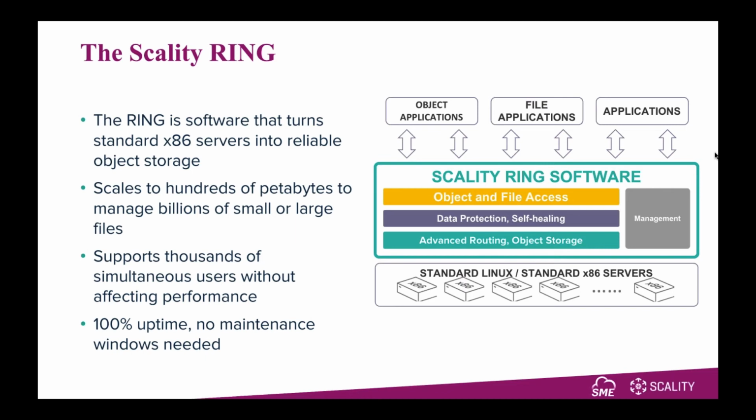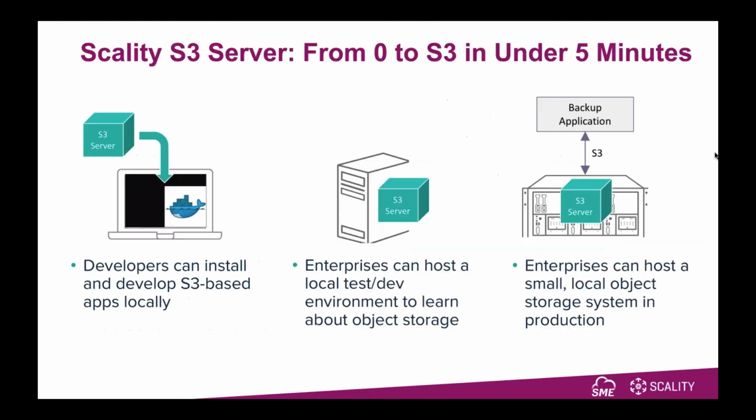The RING offers data protection mechanisms such as erasure coding and replication, and has self-healing processes to help protect against node and disk failures. Object and file access is available through our various connectors, and the RING ships with an S3 connector that runs our open source S3 server to provide access to S3 applications. Our scale-out file system connector provides NFS and SMB access to the storage.